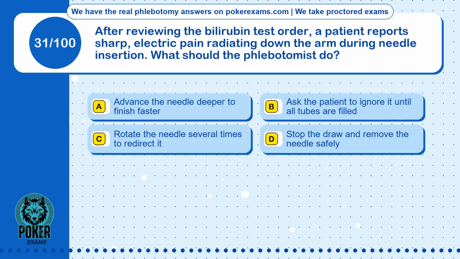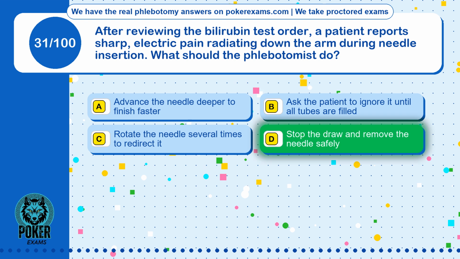Question 31. After reviewing the bilirubin test order, a patient reports sharp, electric pain radiating down the arm during needle insertion. What should the phlebotomist do? Option A. Advance the needle deeper to finish faster. Option B. Ask the patient to ignore it until all tubes are filled. Option C. Rotate the needle several times to redirect it. Option D. Stop the draw and remove the needle safely.